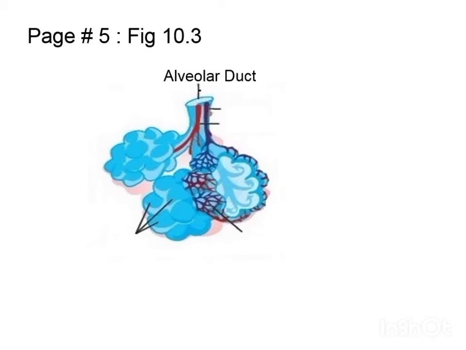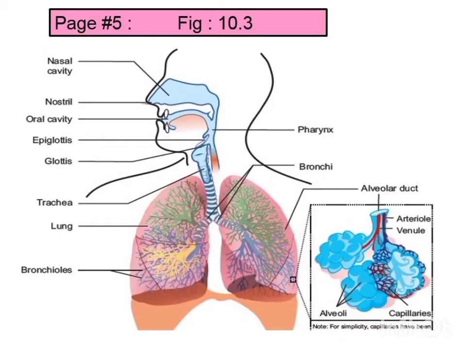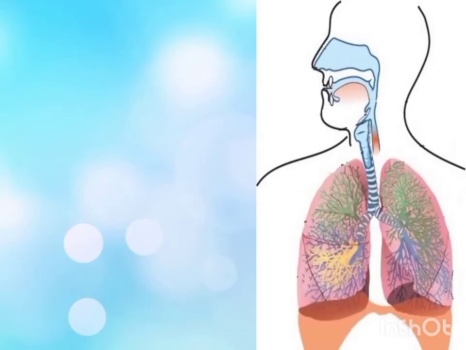Now let's discuss alveoli. There are the alveolar ducts. Then there are arterioles and venules. Alveoli are the air sacs and the capillaries. Each and every alveoli is surrounded with a network of capillaries. And for the simplicity, capillaries have been shown around only one cluster of alveoli. Okay, so now we will discuss all organs in detail.